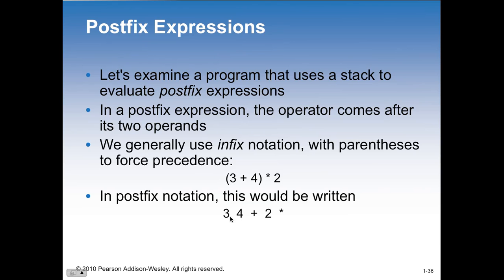Postfix notation, we would write it as 3, 4 plus 2. So we put the items first, and then we put the operand second. Depending upon the order in which this is received, we can say, okay, we have items 3, 4, add them together. 2, multiply it.